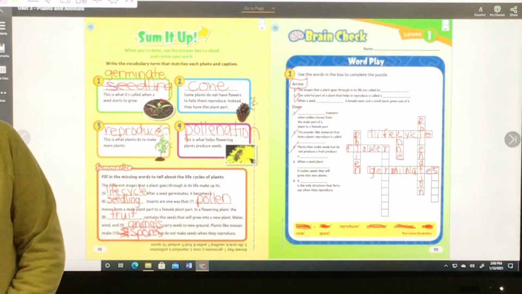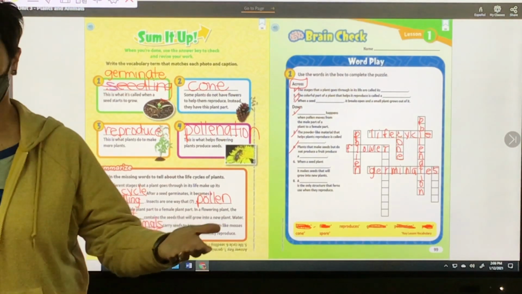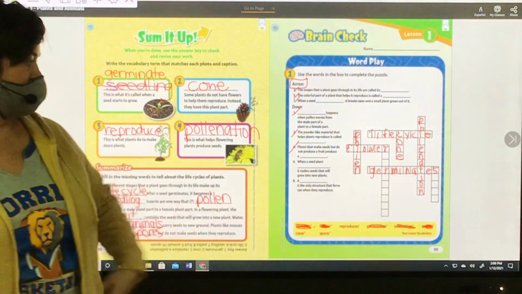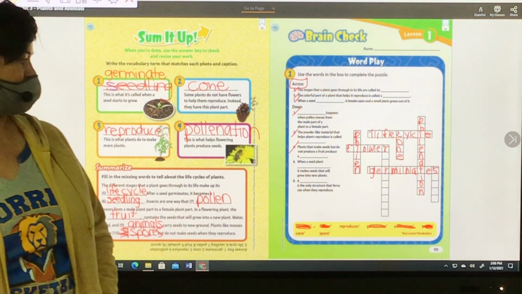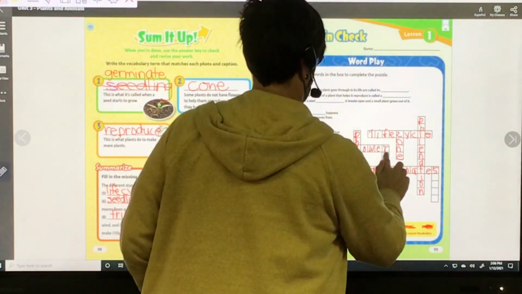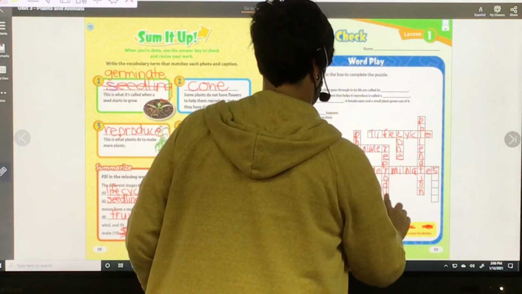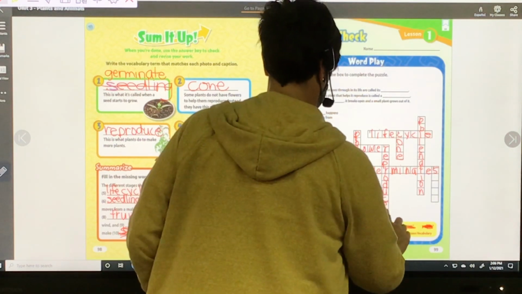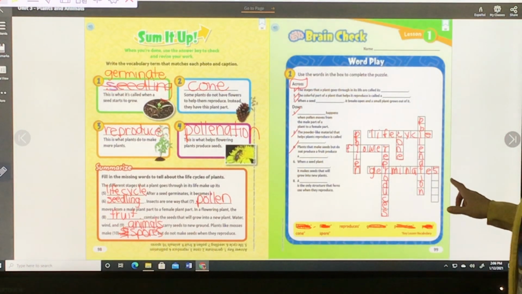Okay, 6 down. When a seed plant, what's going to go there? Reproduces. When a seed plant reproduces, it makes seeds that will grow into new plants. And then that means our last one is what word? Spore. Correct. A spore is the only structure that ferns use when they reproduce.